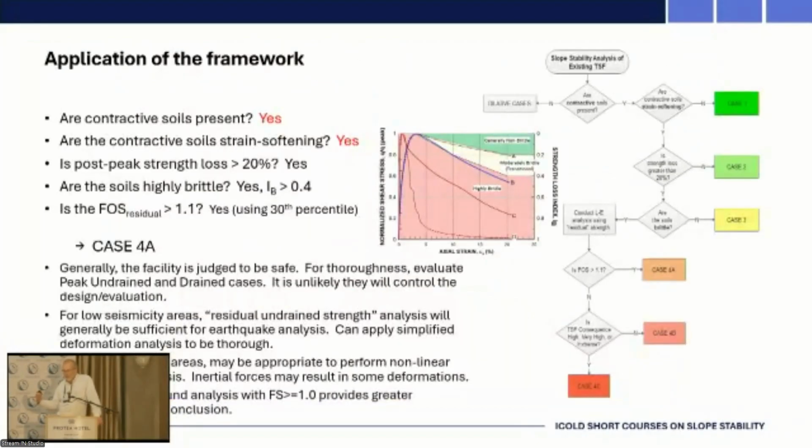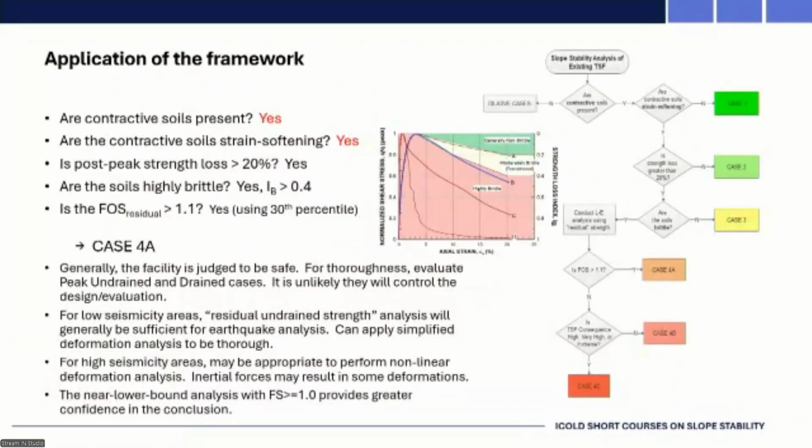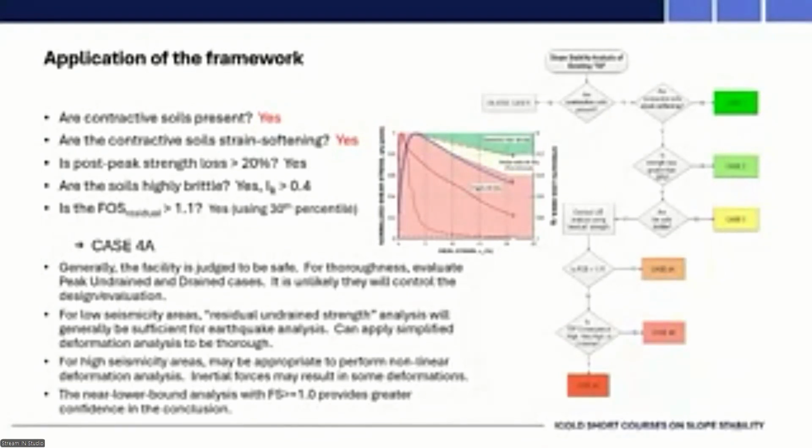So just to walk through the application of the framework here. Yes, contractive soils are present. Yes, they're strain softening. The post-peak strength loss is greater than 20%. The soils are highly brittle. The brittleness index is greater than 0.4. Factor of safety is greater than 1.1 using the 30th percentile. And so we have a case 4A. As I said, it's generally judged to be safe or reasonably safe in the Canadian context, maybe.